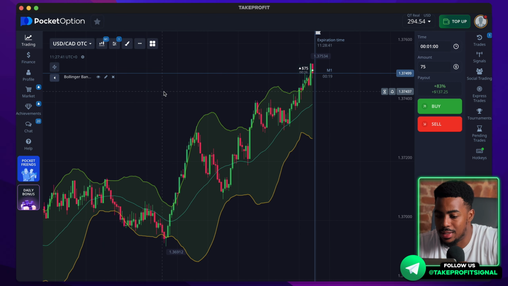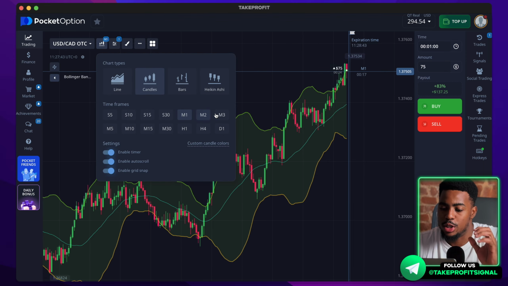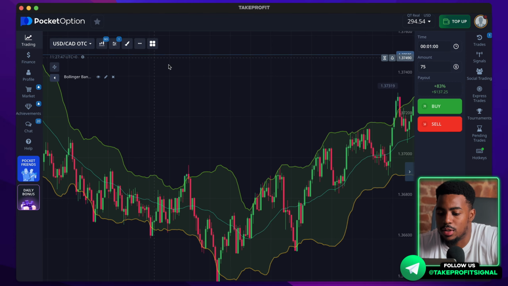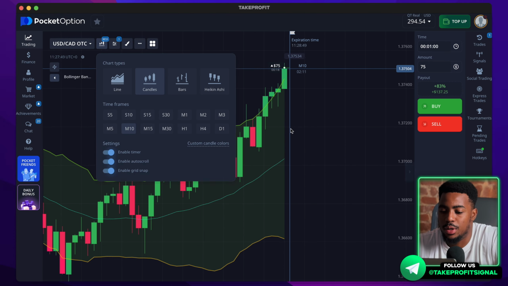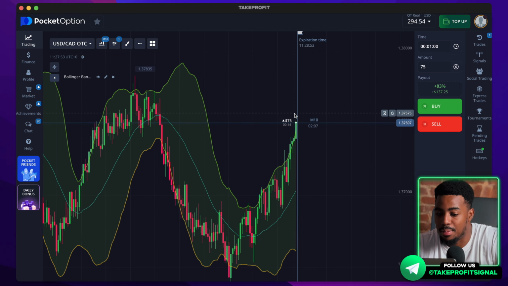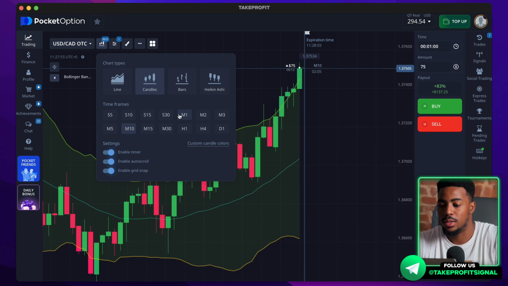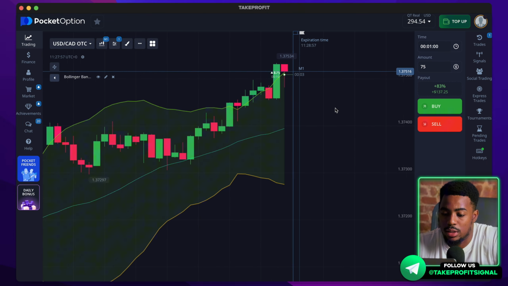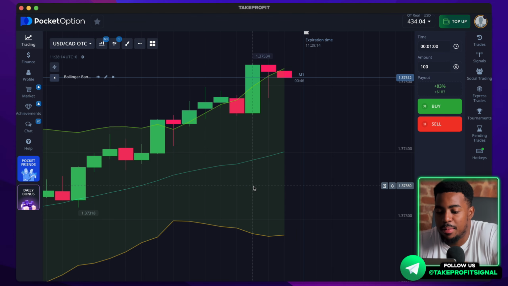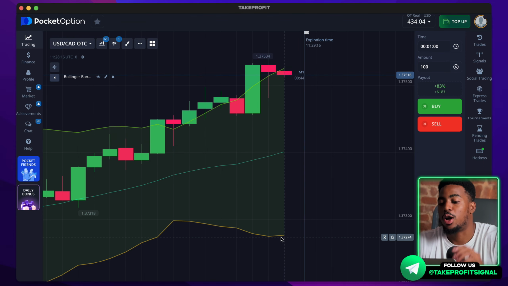And as a third step, we switch to a higher time frame to see if there are horizontal levels that might interfere with our trade. In this case, I don't see any at all, so we simply open a trade for an upward movement and enjoy the trading action. Excellent. I have the second trade and I am increasing the bet amount to $100.